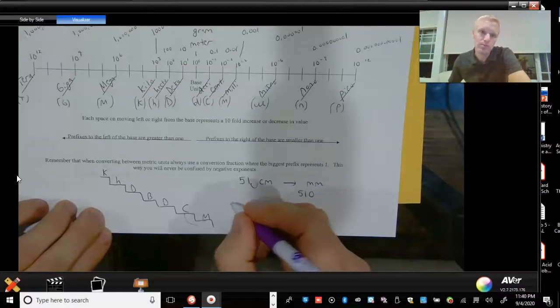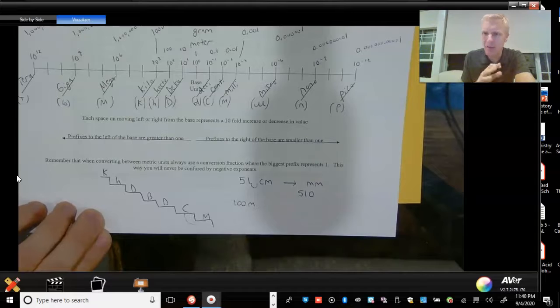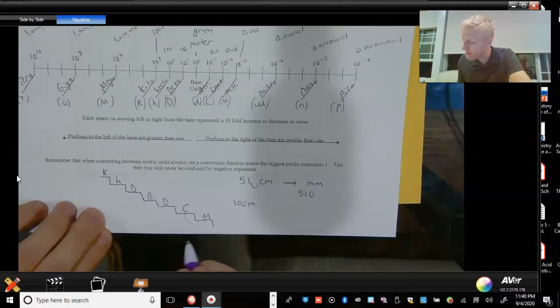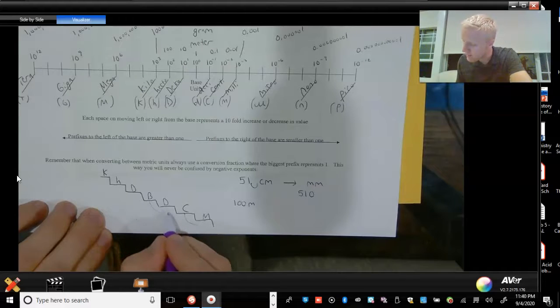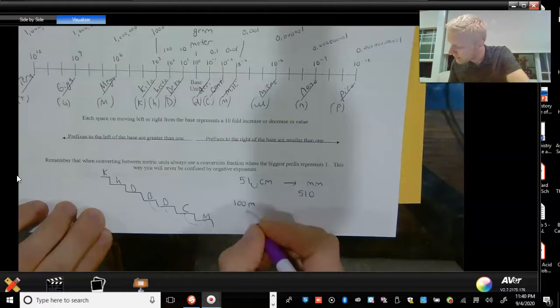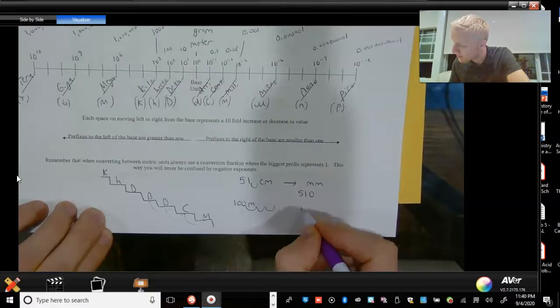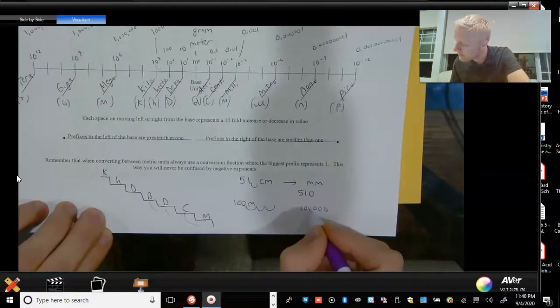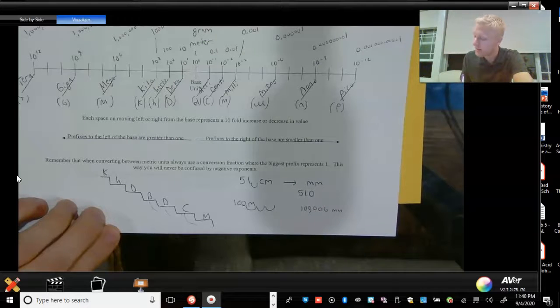Let's just do, I don't know, 100 meter dash. How many millimeters is that? All right. Well, meters, first off, is base unit. And we're going to go 1, 2, 3 spots to the right. So I'm going to have to add 3 zeros. So 1, 2, 3. 100,000 millimeters is equivalent to 100 meters.